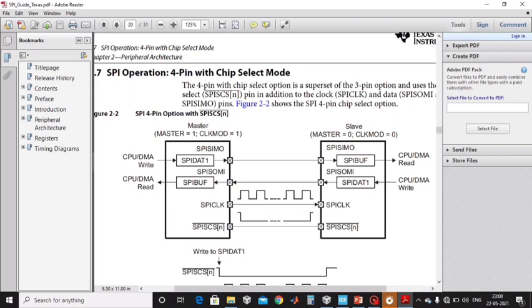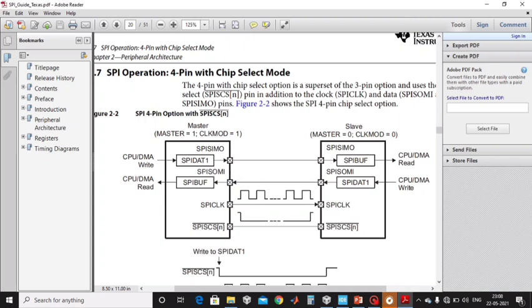And this is the SPI SIMO, that means slave input master output pin. So the data which the master wants to send to the slave device will be sent by this channel. So these two are the data channels and this is the clock channel.